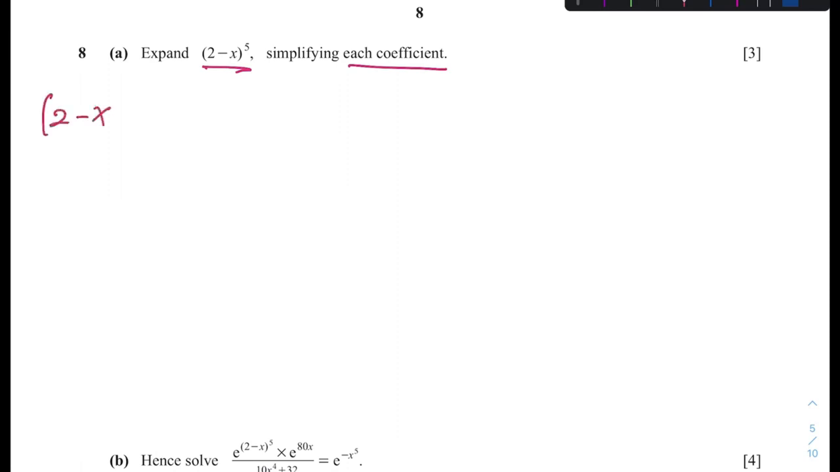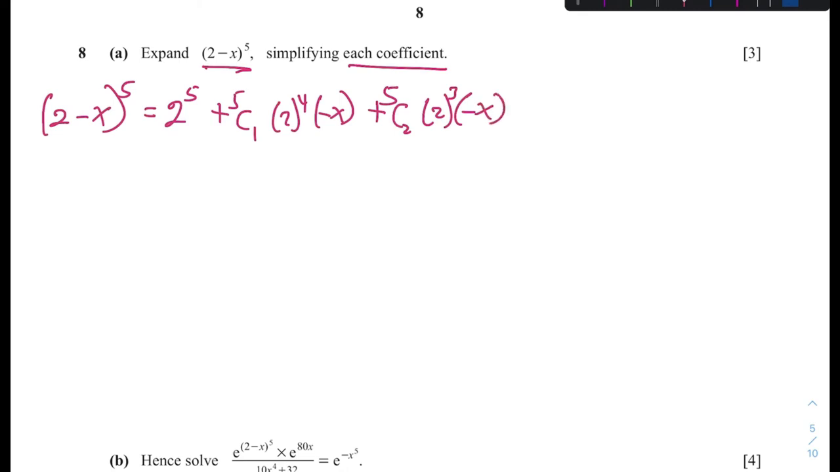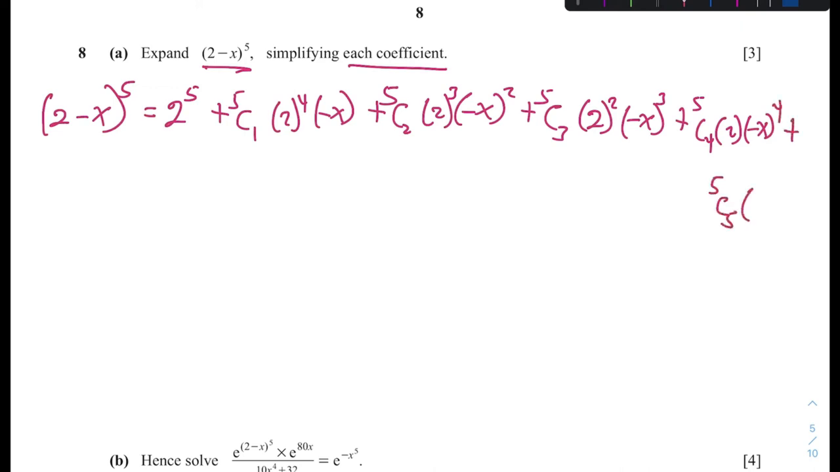Okay, this seems like something we can do comfortably, right? 2 to the power 5, 5 combination 1, 2 to the power 4, negative x, 5 combination 2, 2 to the power 3, negative x squared, 5 combination 3, 2 to the power 2, negative x cubed, plus 5 combination 4, 2, and then we have negative x to the power 4, finally plus 5 combination 5, 2 to the power 0, negative x to the power 5. All right, so let's simplify everything.